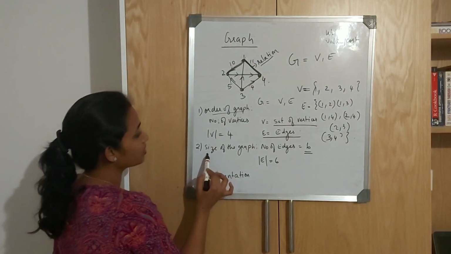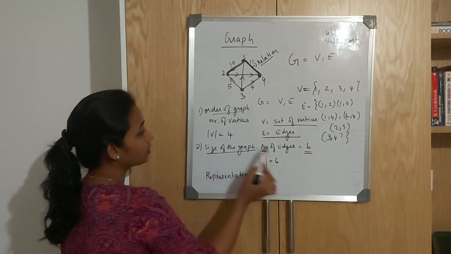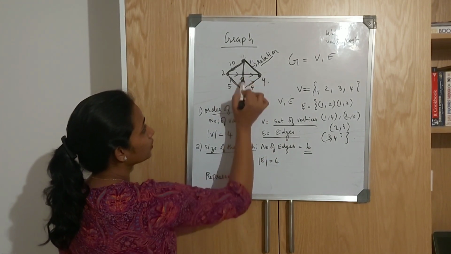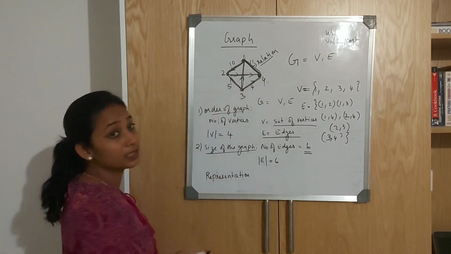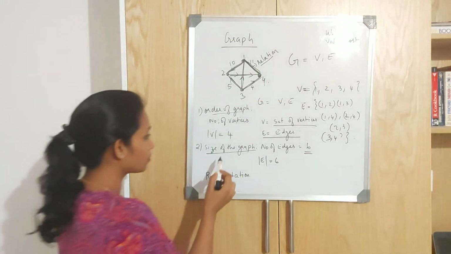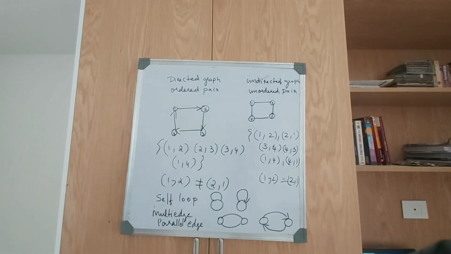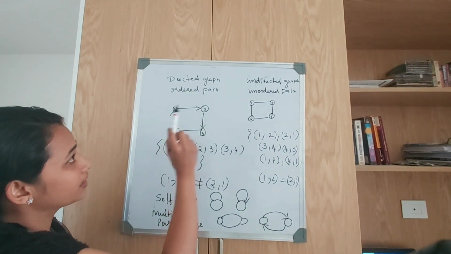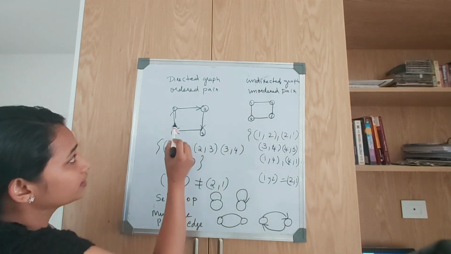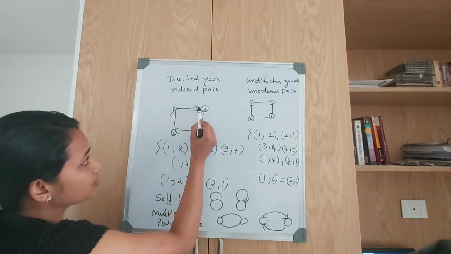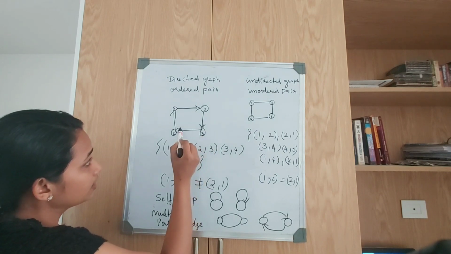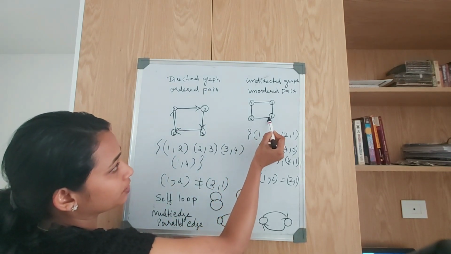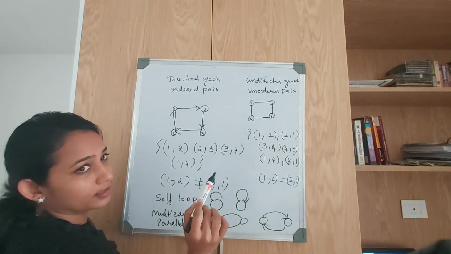Now the next one is, what is the size of a graph? The size of the graph is the number of edges. So how many edges? 1, 2, 3, 4, 5, 6. 6 edges are there. So that is known as the size of the graph. Okay, so next what you're going to learn is directed graph and undirected graph. If an edge has a direction, this is known as a directed graph. A graph without a direction is known as an undirected graph.